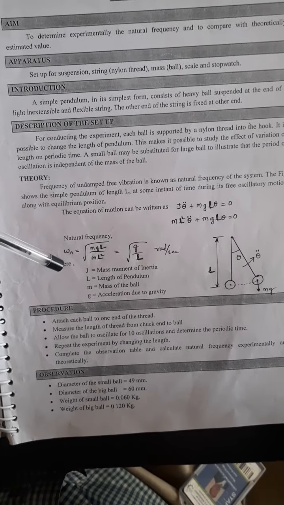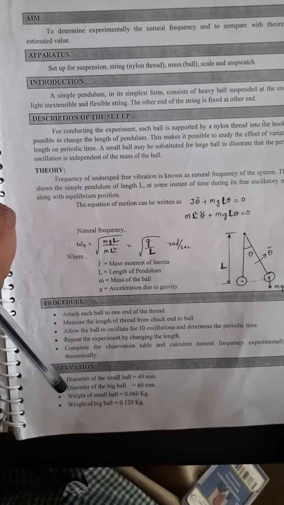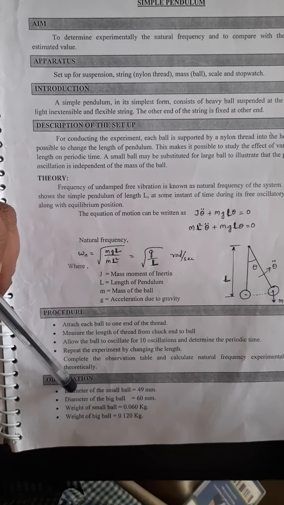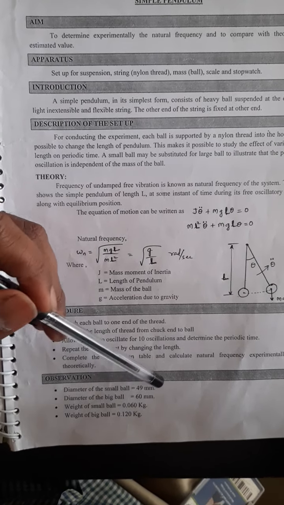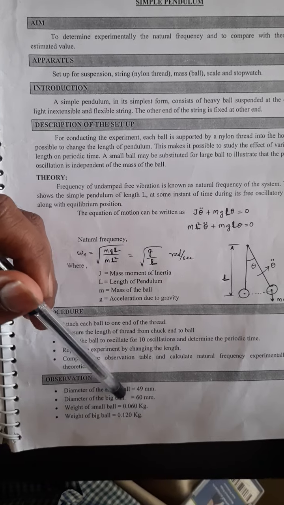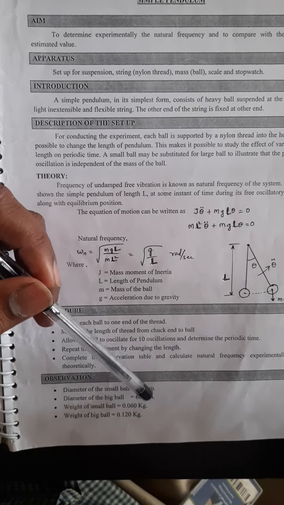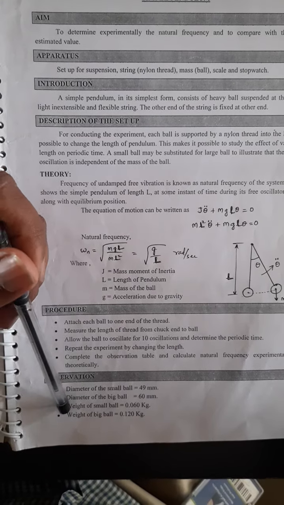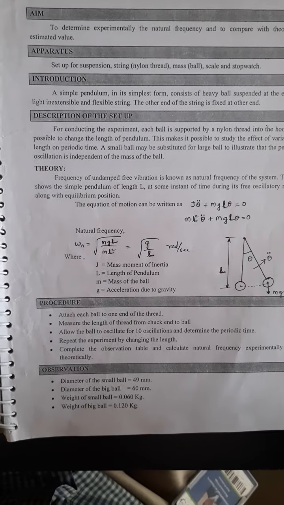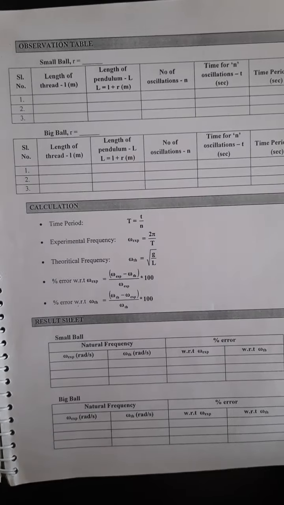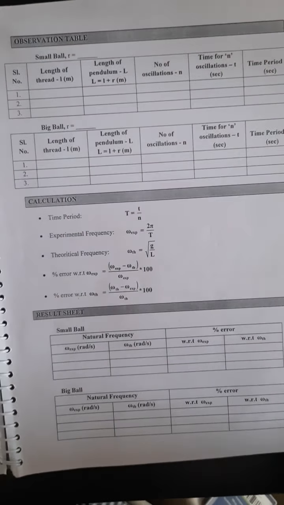Before starting with the experiment, first we need to make some observations. The first one is that the diameter of the small ball is 49 mm and the diameter of the big ball is 60 mm, and the weight of the small ball is 0.06 kg and the weight of the big ball is 0.12 kg. And this is the observation table.